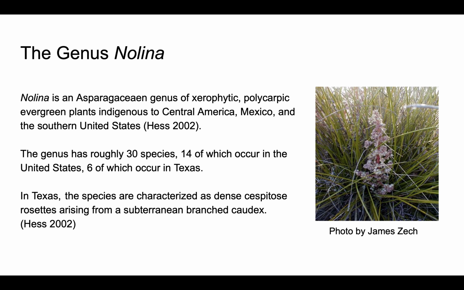And they're characterized by a dense cespitose rosette arising from a subterranean branched caudex. So they have this large water storage organ below ground, and then above ground, it basically looks like a large tuft of grass, except when it has flowers.